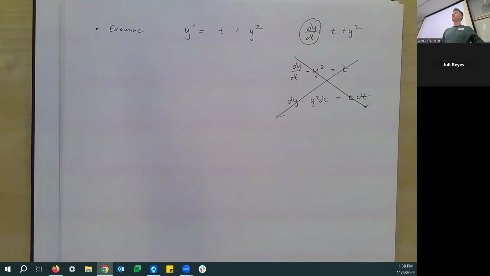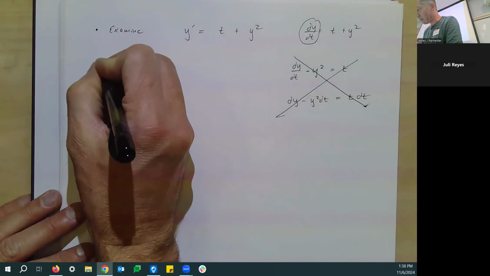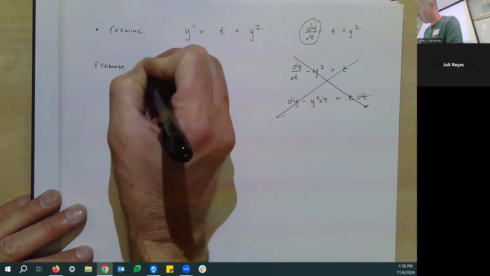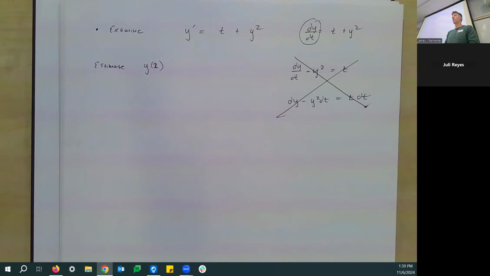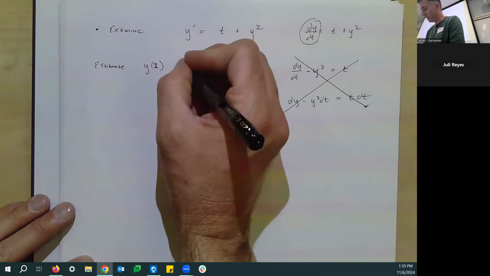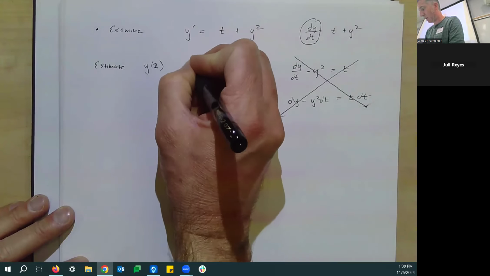So instead of solving it, we're going to try to estimate a solution at some various points. And this is where Euler's method comes into play. What I'd really like to know is I want to estimate the value of y of 2. If I could solve it, I would just plug in 2 and get a solution, but I can't. I should be a little bit more specific. We're going to make some assumptions here.